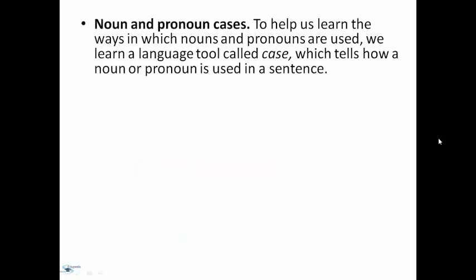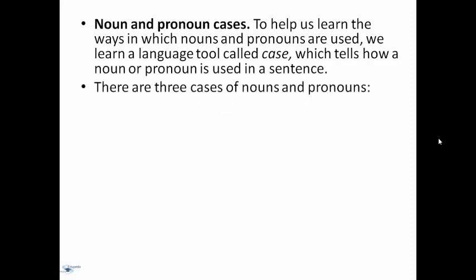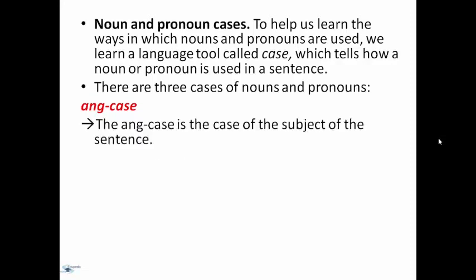Noun and pronoun cases. To help us learn the ways in which nouns and pronouns are used, we learn a language tool called case, which tells how a noun or pronoun is used in a sentence. There are 3 cases of nouns and pronouns. First, we have the ang case, which is the case of the subject of the sentence.